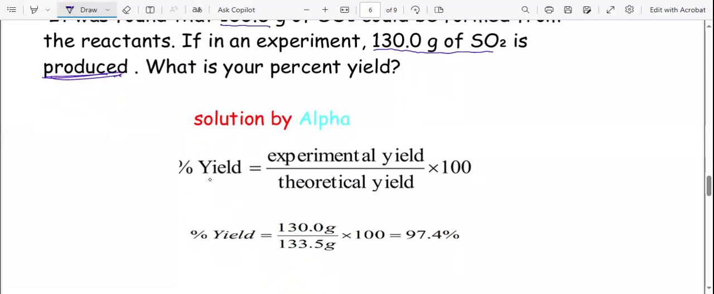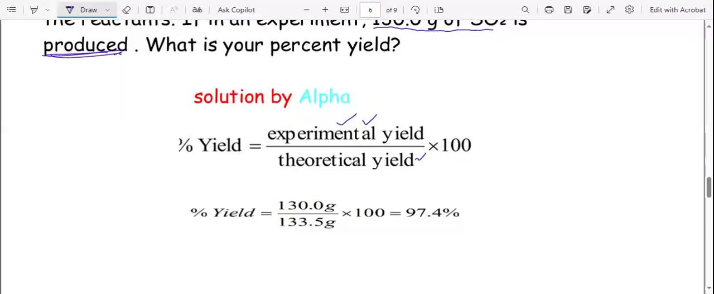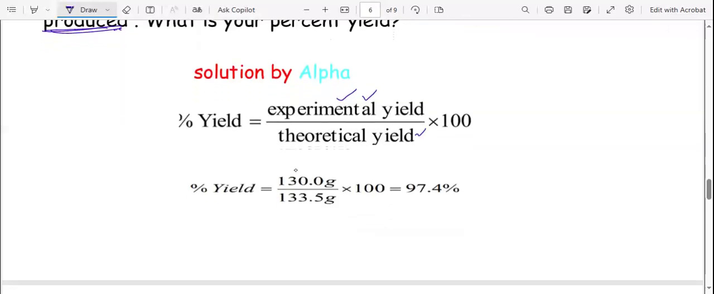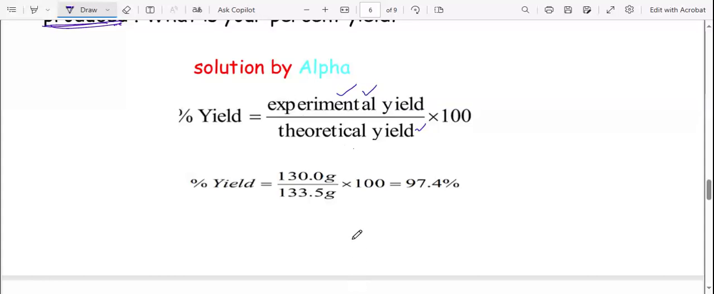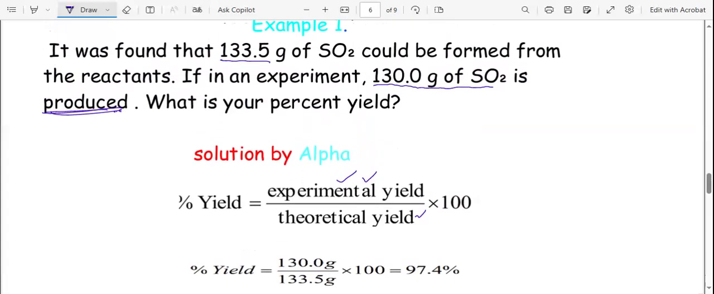Solution. Then we have the formula like we gave at first: experimental, which is the actual, the recorded value that they already know, over the theoretical, the theory part you are doing from the balanced chemical equation. Just that there's no balanced chemical equation here, but I'll demonstrate if we find more examples. So from there, it's just a matter of substituting. Remember, we have the theoretical part there. So 133 grams could be formed from the reactant. This was the part of the experiment. Then this was the actual one.